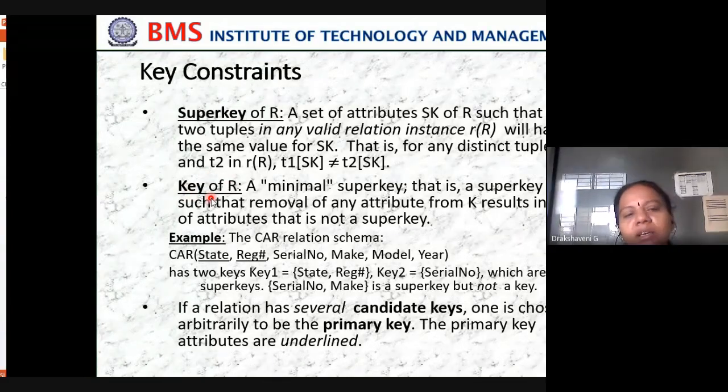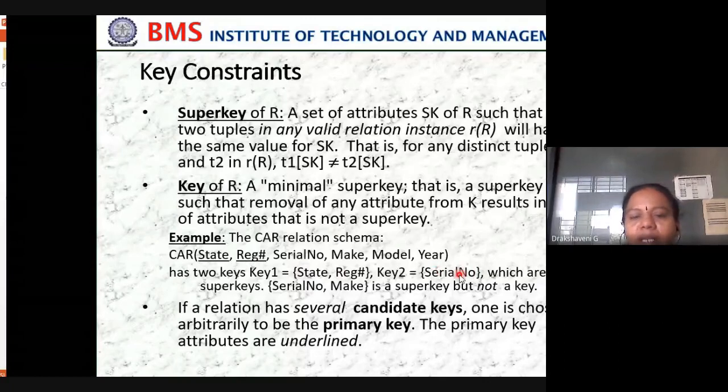Now your USN number, when you come to third semester, you know what your USN number is. That is called a key. A combination of 2 columns or 3 columns is called a set of super keys. So now take an example: state and register number. This is one key. Your serial number is another key.